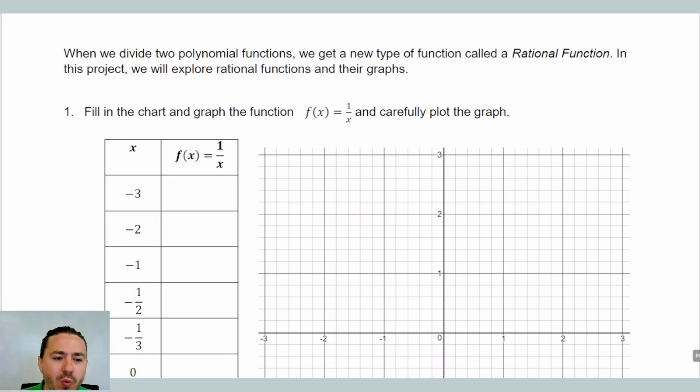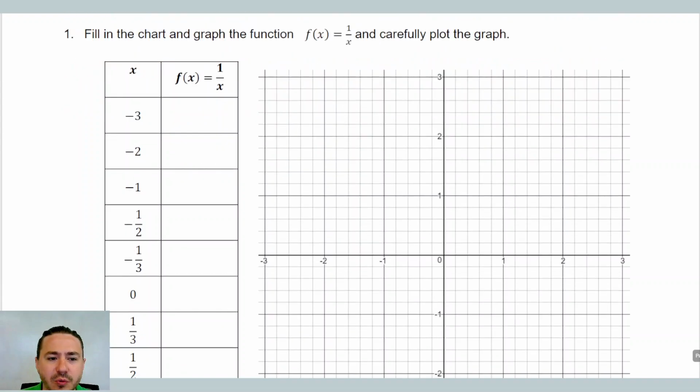So for number one, we are tasked with making a table of the parent rational function, which is pretty much the most basic kind of rational function you can come up with, 1 over x. And instead of plotting it like we did in the last lesson, we're going to construct a table and then plot the points and then make sure that it actually fits what we would have found otherwise.